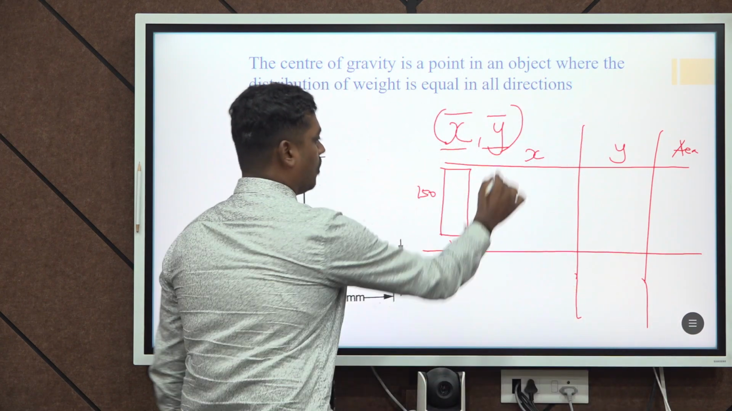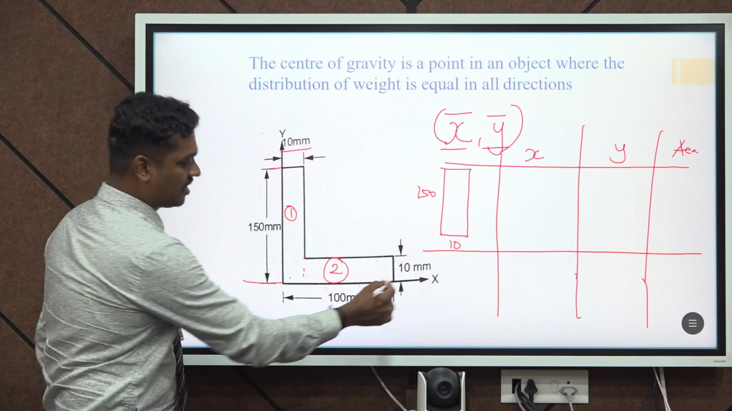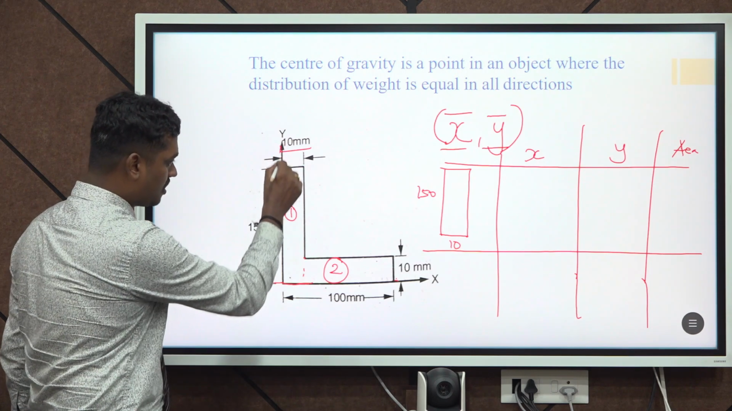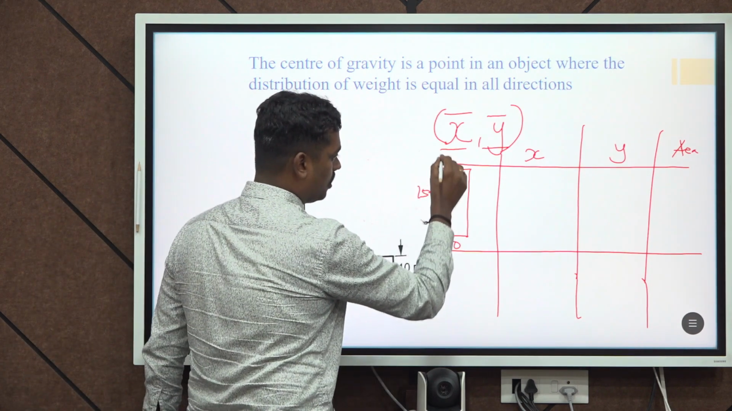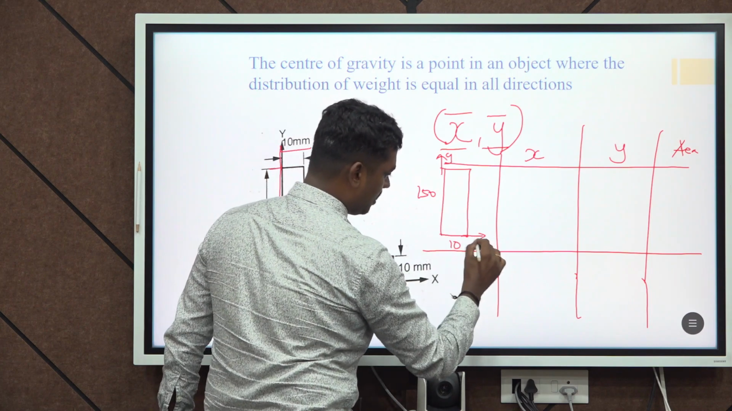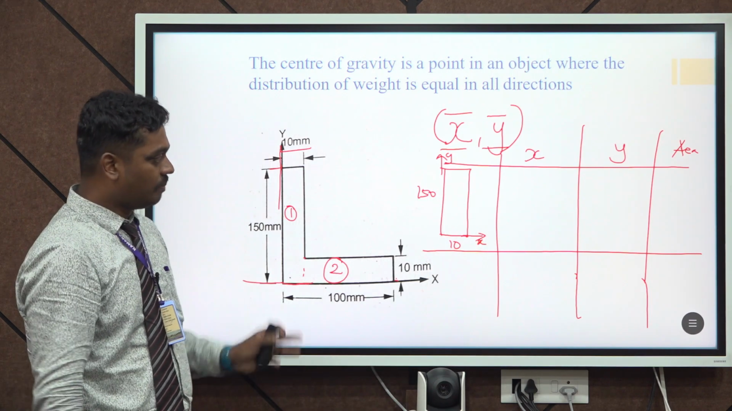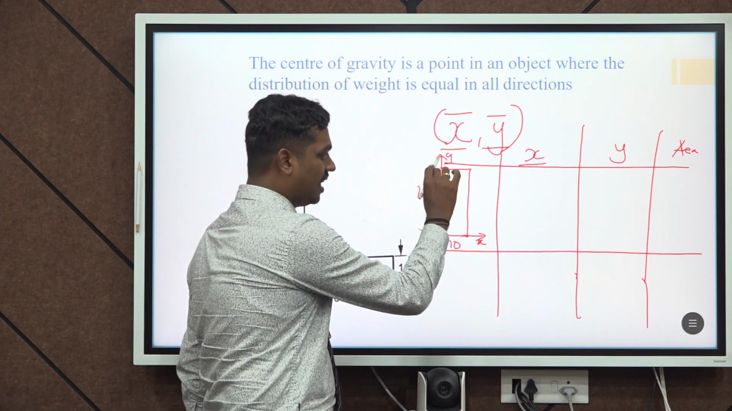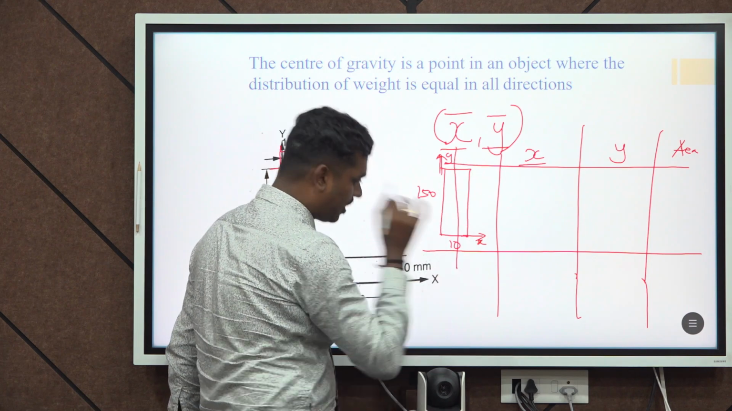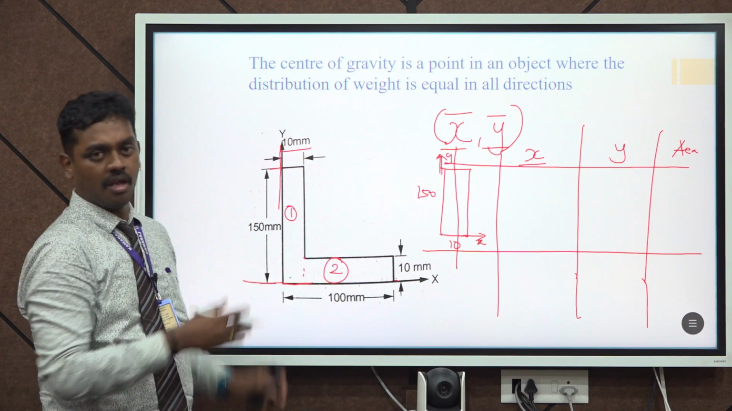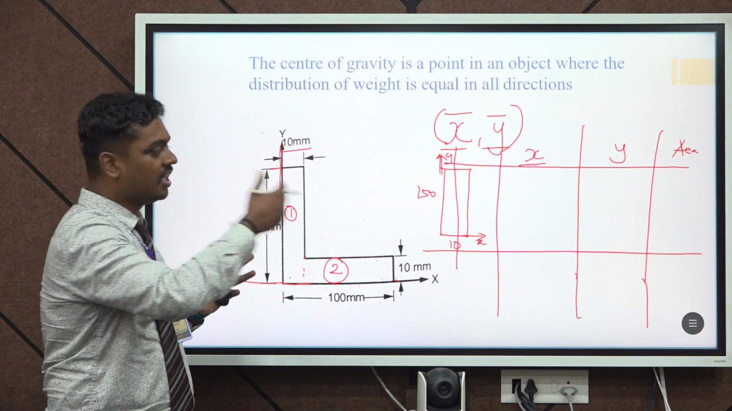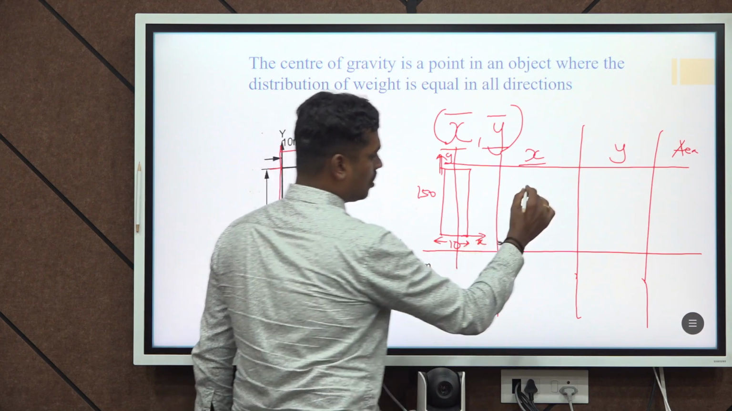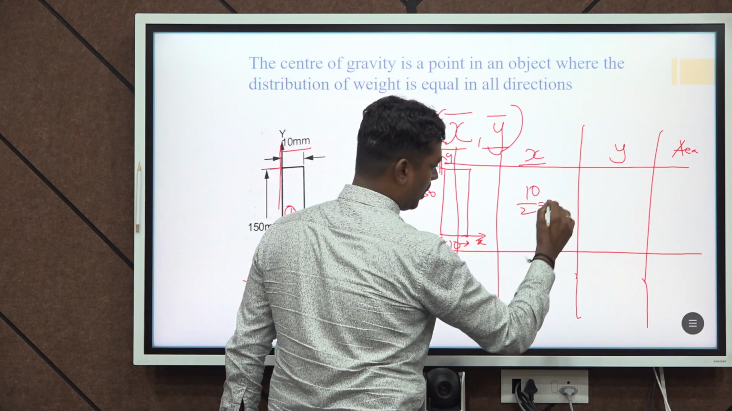For this section, where is the x axis? Here the x axis is placed at the bottom, and the y axis is at the left. The objective of finding this x value is that we need to place this y axis at the center point. For this particular section we need to move the y axis to the exact center. Here the length is 10 mm, so 10 divided by 2 will be 5 mm.